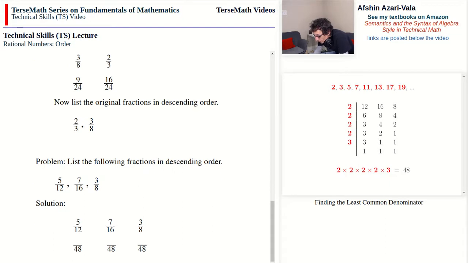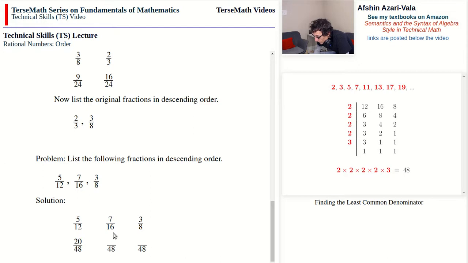as the common denominator we want to work with, and then in sequence we divide by the bottom, multiply by the top. 48 divided by 12 is 4, 4 times 5, 20. 48 divided by 16 is 3, and 3 times 7 is 21. 48 divided by 8 is 6, and 6 times 3 is 18.